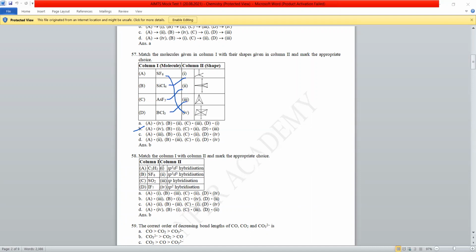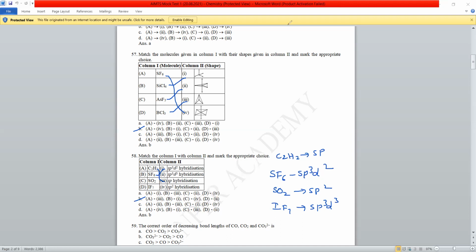Next, match column 1 with column 2 with the appropriate choice. Same thing here. Ethyne is sp hybridized. SF6, as we just saw, is sp3d2. SO2 is sp2 hybridization. The IF7 molecule is sp3d3 hybridization. Students, you can check which option is correct: option B is correctly matched. So the answer should be B.